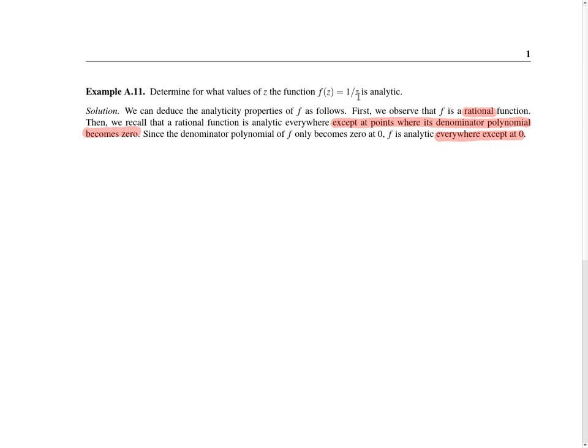Because it's a rational function, we know that the function will be continuous, differentiable, and analytic everywhere except at the points where the denominator polynomial becomes 0. And you can see here, since the denominator of this function is z, this function is going to be dividing by 0 when z is equal to 0. So this function will be analytic, differentiable, and continuous everywhere except for z equal to 0.